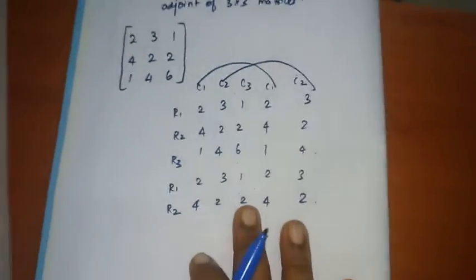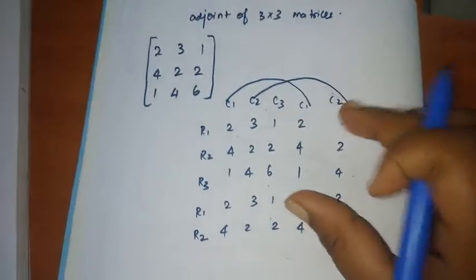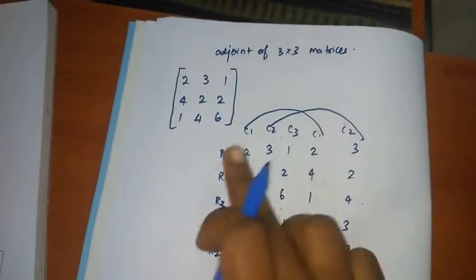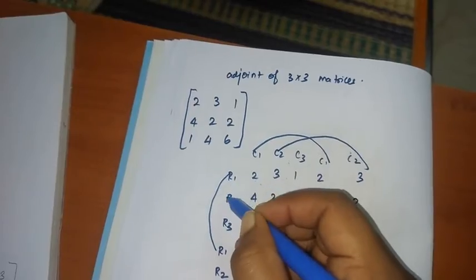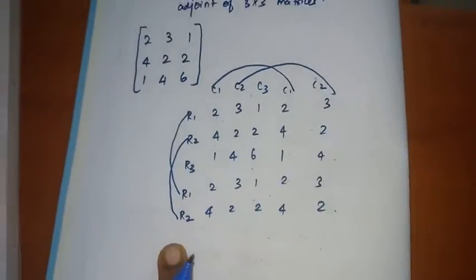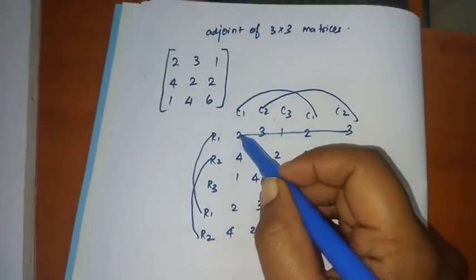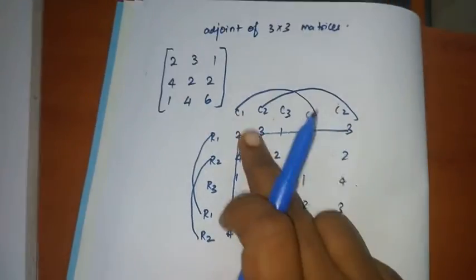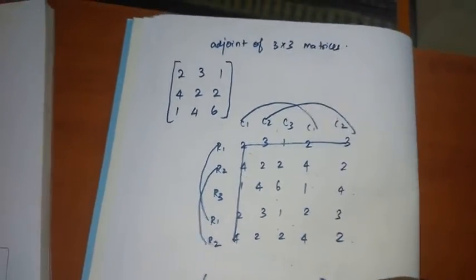So what is the procedure for finding the adjoint of a 3 by 3 matrix? Step 1, we write the matrix. Step 2, after that, we write column 1 and column 2 again, then row 1 and row 2 again. Then step 3, we delete the first row and first column of the matrix.